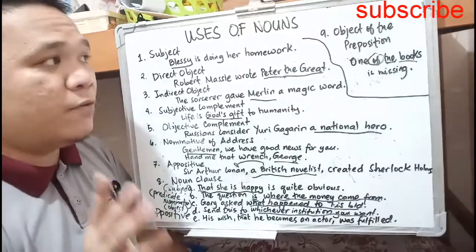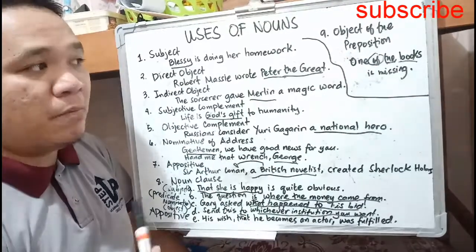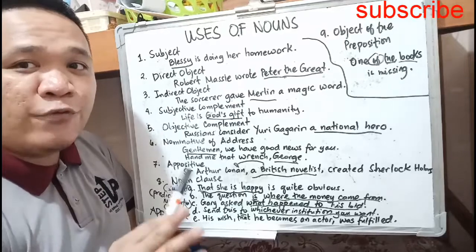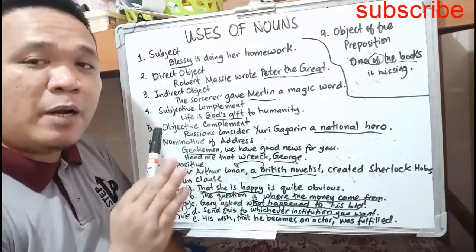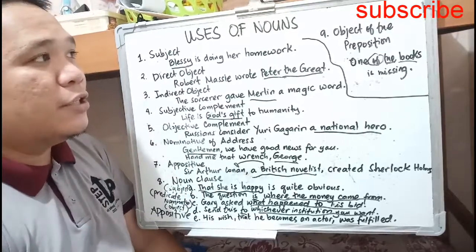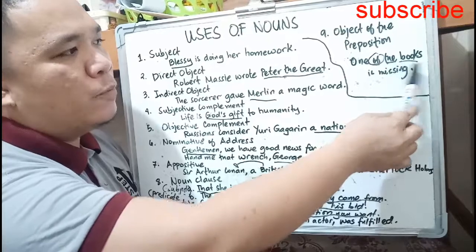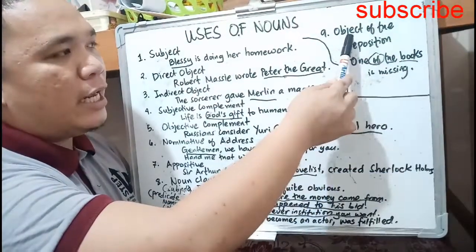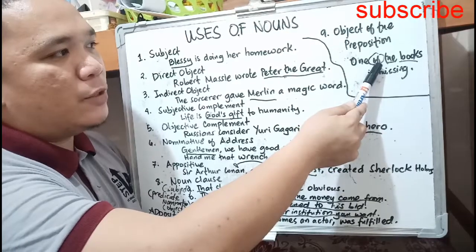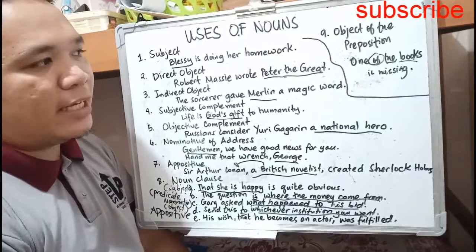And lastly, we have object of the preposition. One of the books is missing. So take note, when you use one of the, make sure the object of the preposition is always plural. Okay? The underlined word, the books, is actually the object of the preposition. It is introduced by a preposition together with the object or objects.